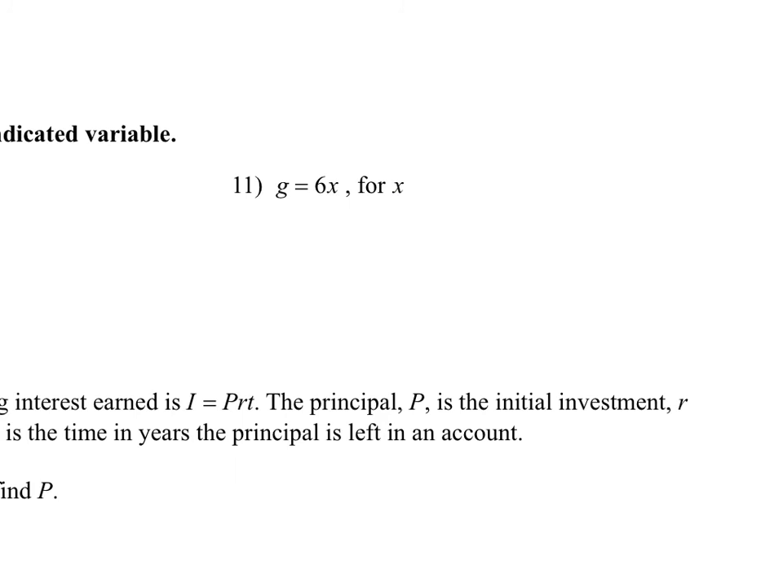For question 11, once again, we're going to solve for x. We can see the x is right here. The only thing keeping it from being by itself is the 6. Divide both sides by 6, and I just get x equals g over 6, or g over 6 equals x. It's really that straightforward for number 11.